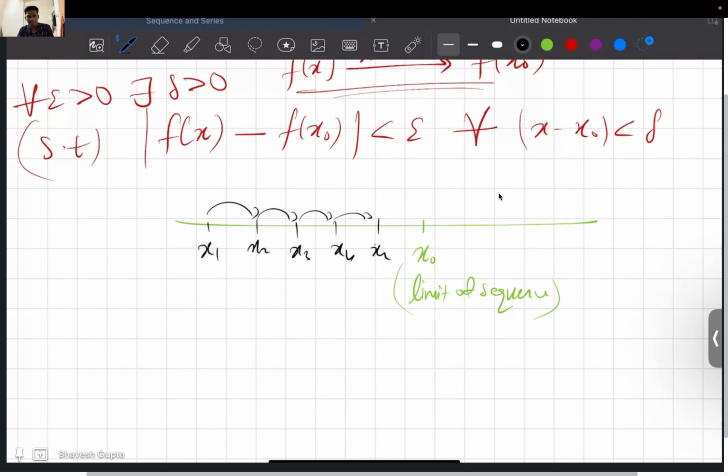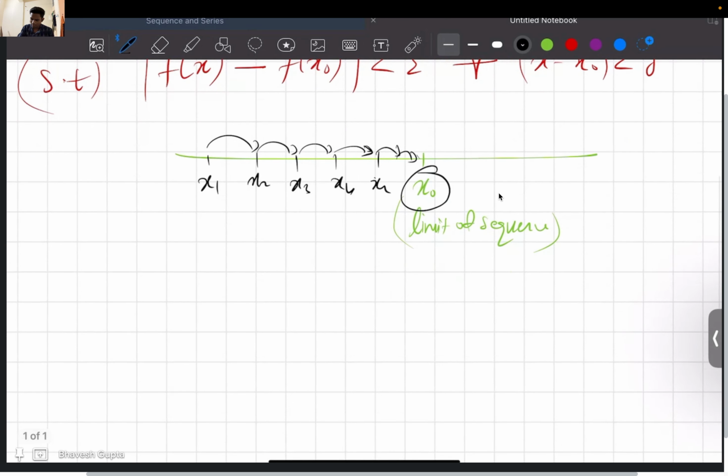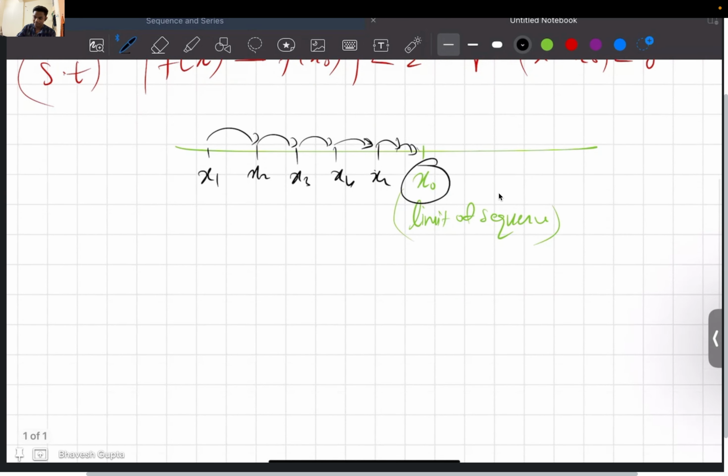I'll make one jump, and then I will calculate again. I make one jump again. I'll calculate. So the thing is that I'll keep on making jumps such that my infinite jump would be the x0. So I will try to define this. How can we write this mathematically?